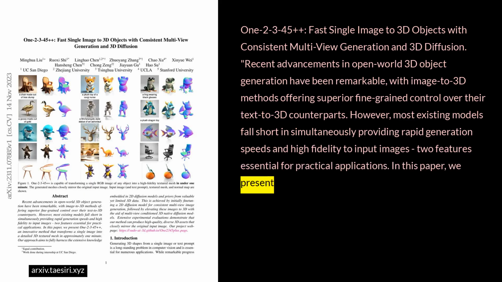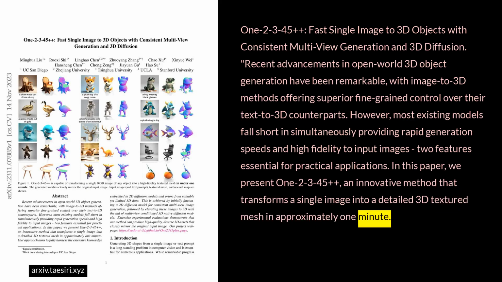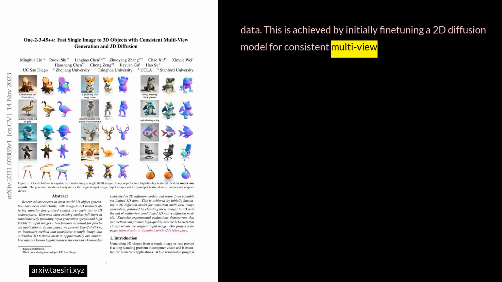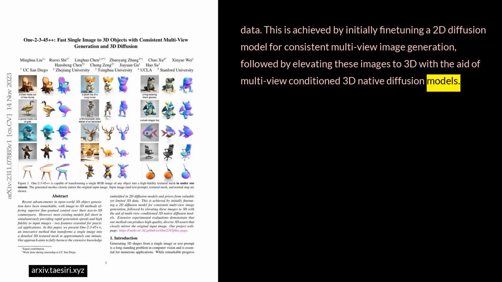In this paper, we present 12345++, an innovative method that transforms a single image into a detailed 3D textured mesh in approximately 1 minute. Our approach aims to fully harness the extensive knowledge embedded in 2D diffusion models and priors from valuable yet limited 3D data. This is achieved by initially fine-tuning a 2D diffusion model for consistent multi-view image generation, followed by elevating these images to 3D with the aid of multi-view conditioned 3D native diffusion models.